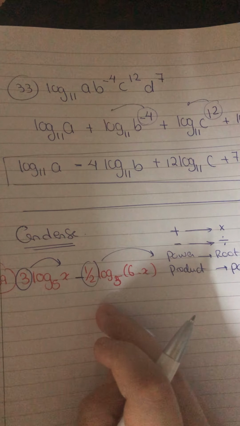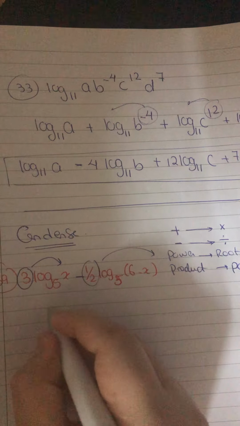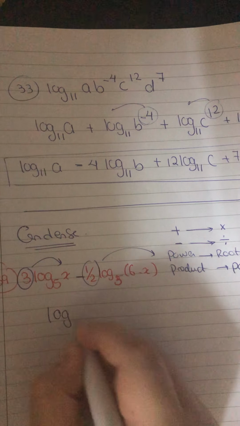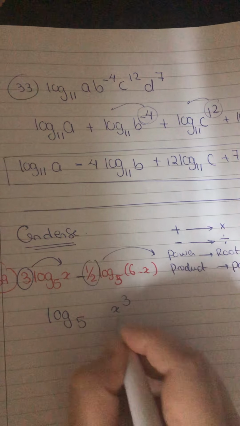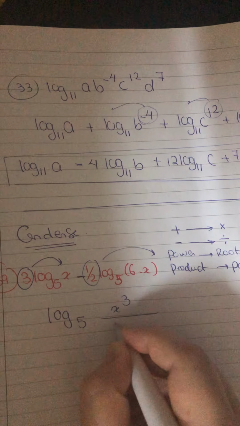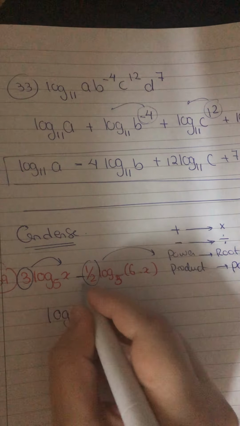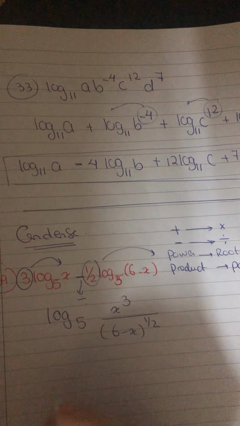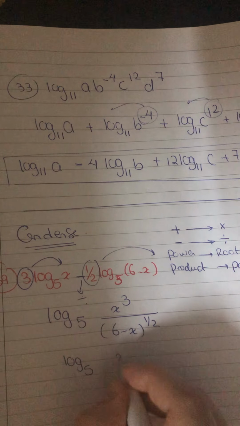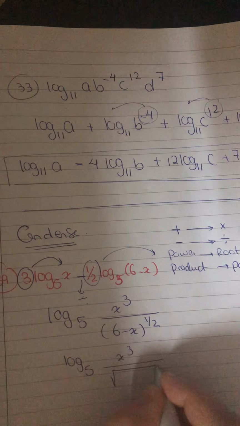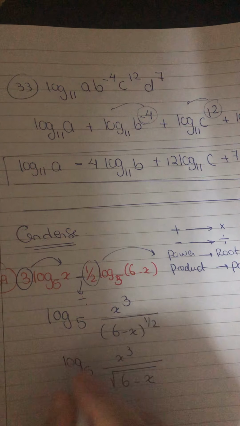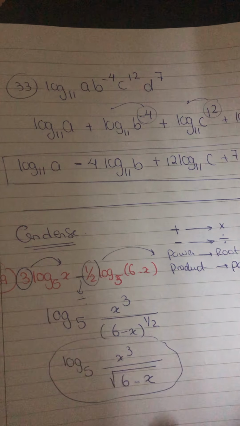Okay, so question 39, I can say that the question became log base 5 of x to the power of 3 over 6 minus x all to the power of half. Okay, because I'm going to change the minus into a division. So log base 5 of x to the power of 3 all over root of 6 minus x. And this is the final answer after condensing this question.